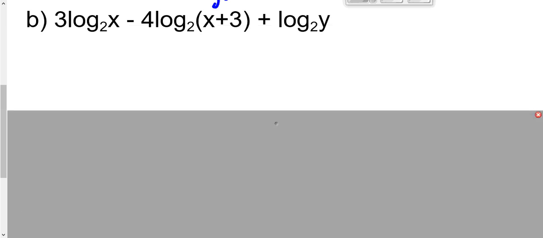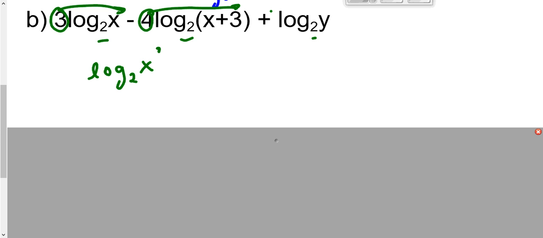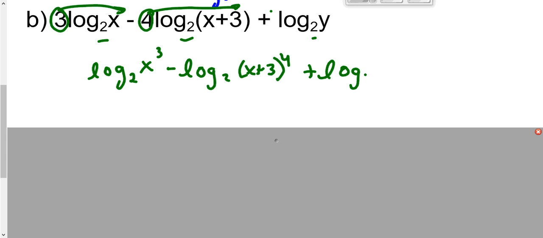We look at the next one. We have 3 log base 2 of x minus 4 log base 2 of x plus 3 plus log base 2 of y. All the same base, 2, 2, 2. Yes. So let's start with our exponents. 3 moves up, 4 moves up. No exponent there. Log base 2 of x cubed minus log base 2 of x plus 3 to the 4th. And then this one just stays. There's nothing to change quite yet.